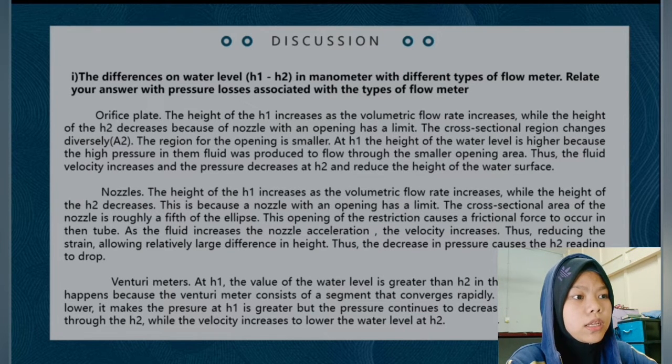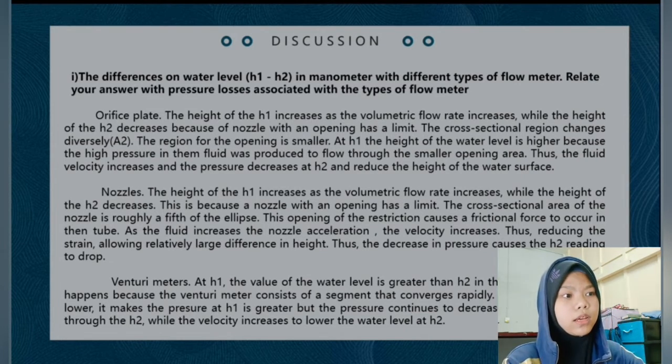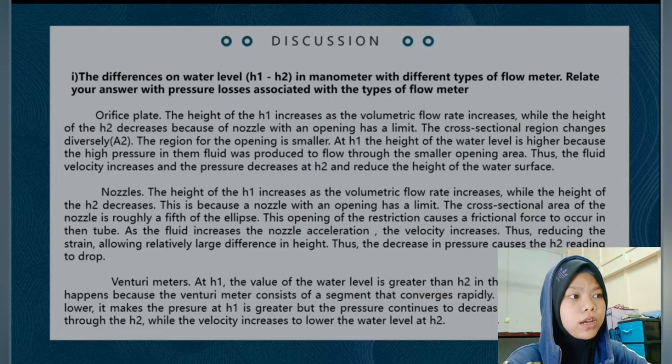At H1, the height of the water level is higher because of the pressure in the fluid produced to flow through the smaller opening area. Thus, the fluid velocity increases as the pressure decreases at H2, and it reduces the height of the water surface.